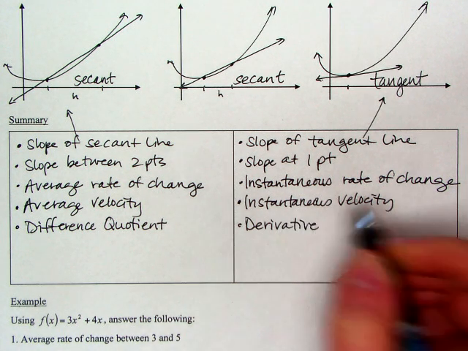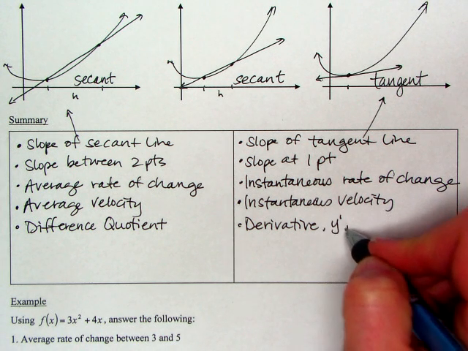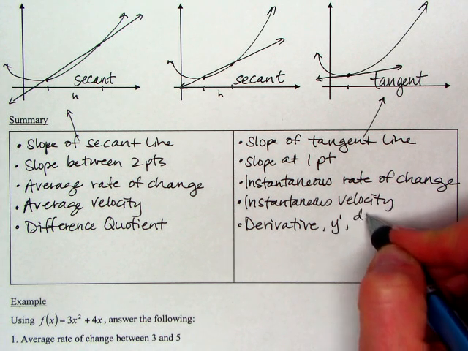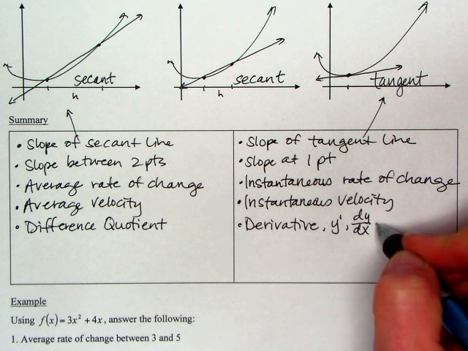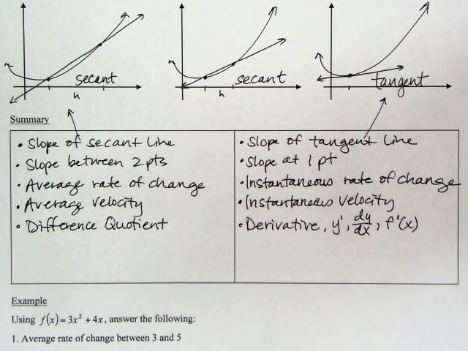There are a couple of notation things that go along with a derivative. You could have y prime, that also means derivative. You could have dy dx, that also means derivative. Or something like an f prime of x, that would also mean derivative. So those are just kind of notational pieces.